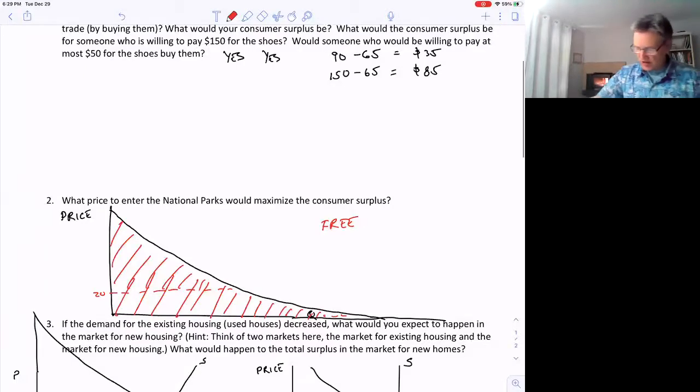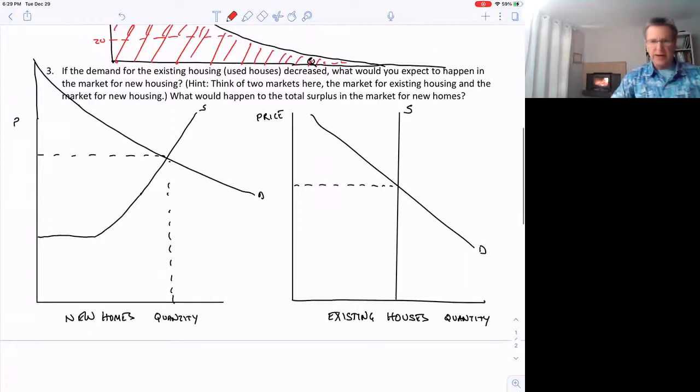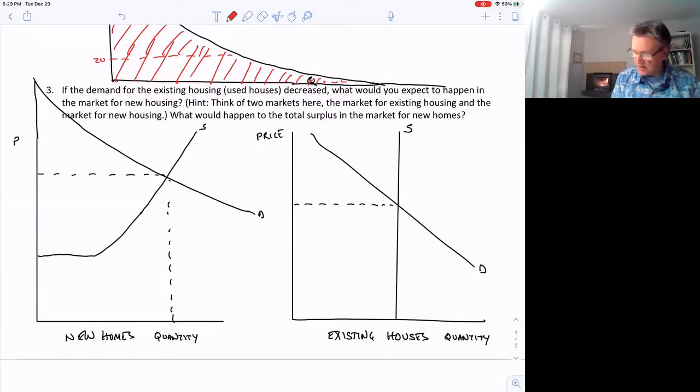Okay, now in this next question, question number 3, we're going to take a look at the housing market again. If the demand for existing homes decreases, what would you expect to happen in the market for new housing? So think of existing homes and new homes as substitutes. We'll use 2 supply and demand graphs, one for existing homes and another for new homes. And what's going to happen to the total surplus in the market for homes?